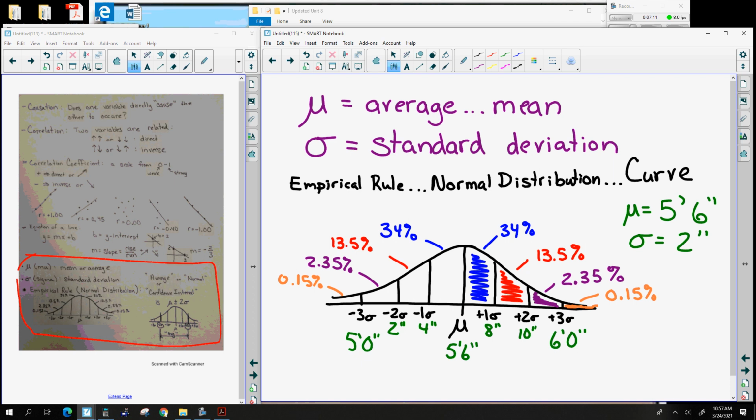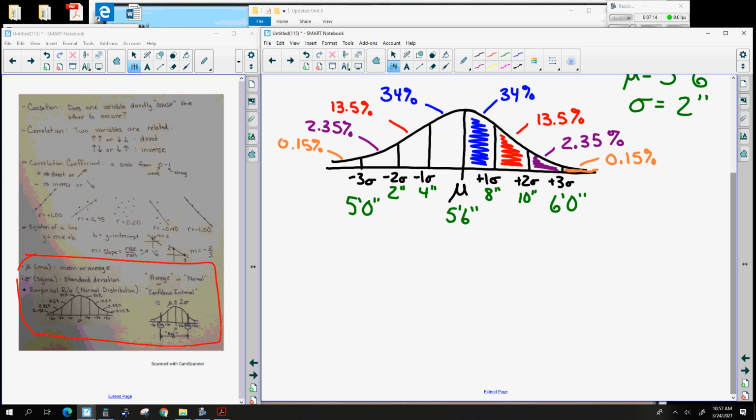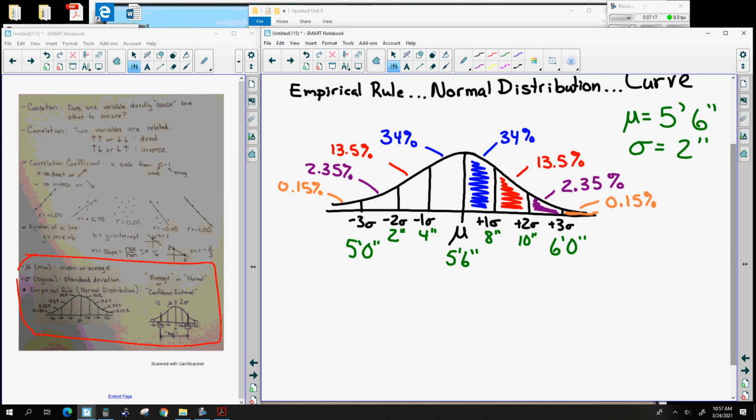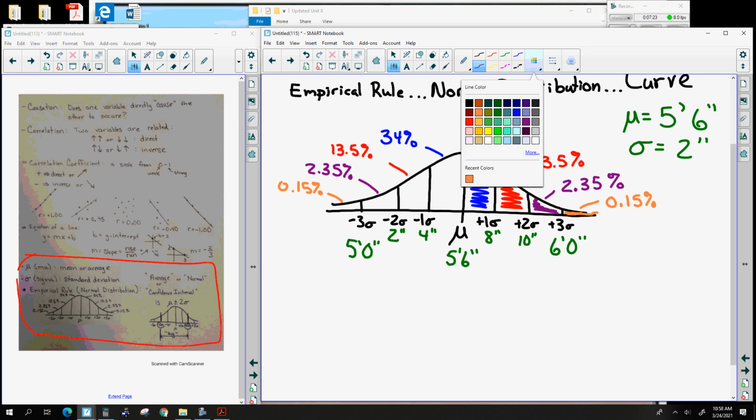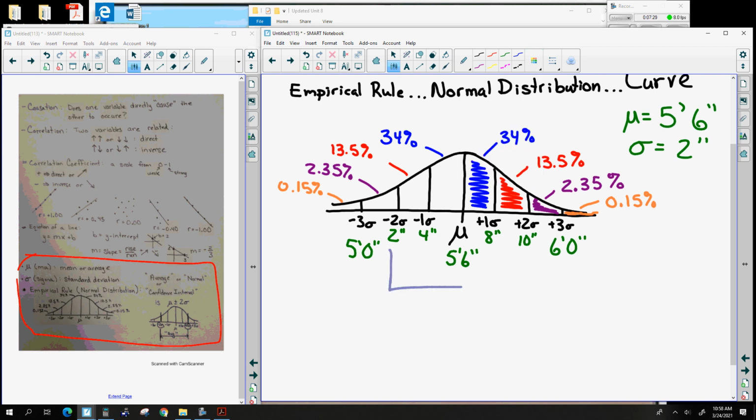And so now what's going to be asked of us in a lot of these questions is, given a situation where we know the average and the standard deviation, they will ask us questions in reference to this. Like, what percentage of the population is from 5'2" to 5'8"? That would be this 13.5, this 34, and this 34. That's everything from 5'2" to 5'8", and so that would be 81.5%.